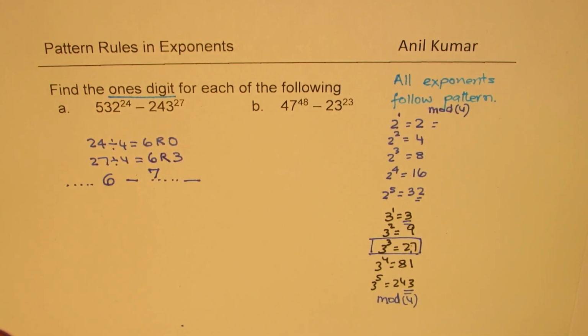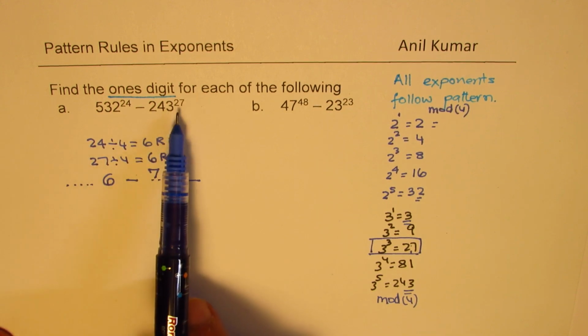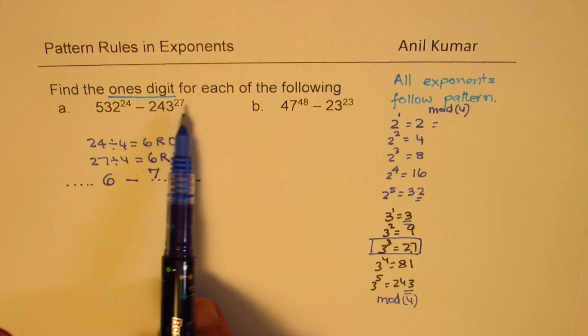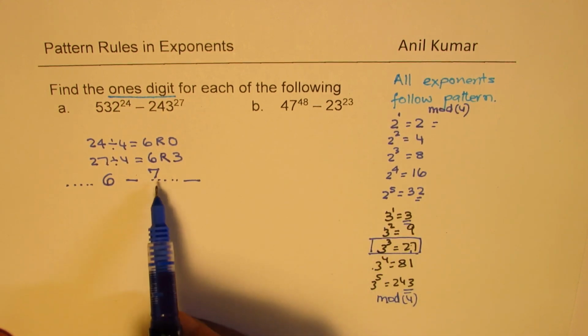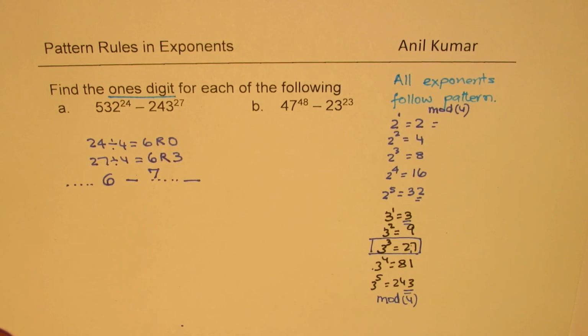You get the idea, right? So when you divide 27 by 4, 4 times 6 is 24, and 3 is the remainder. So it's kind of like this: here we get 24, 25, 26, 27. So that power will be 7. So we get it. You get the idea, right?